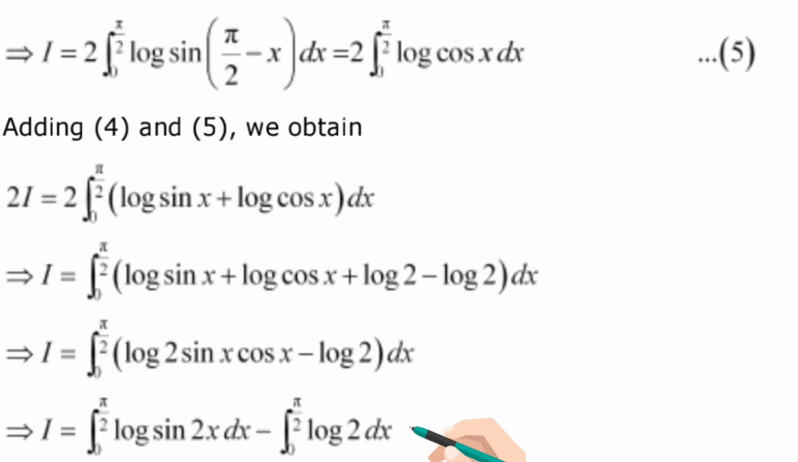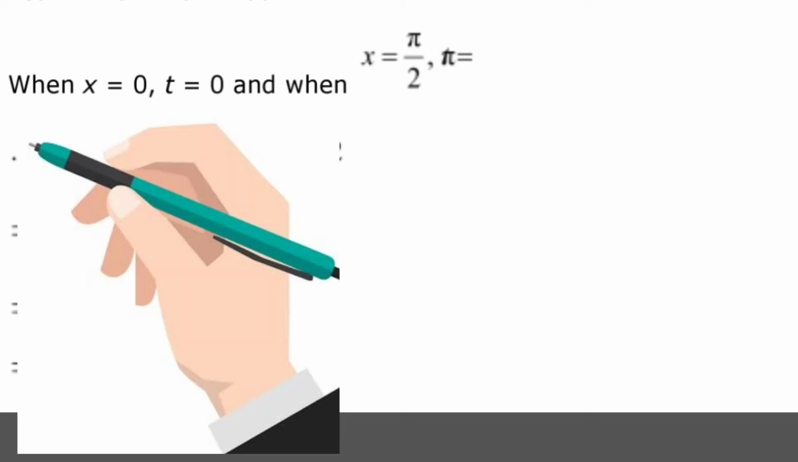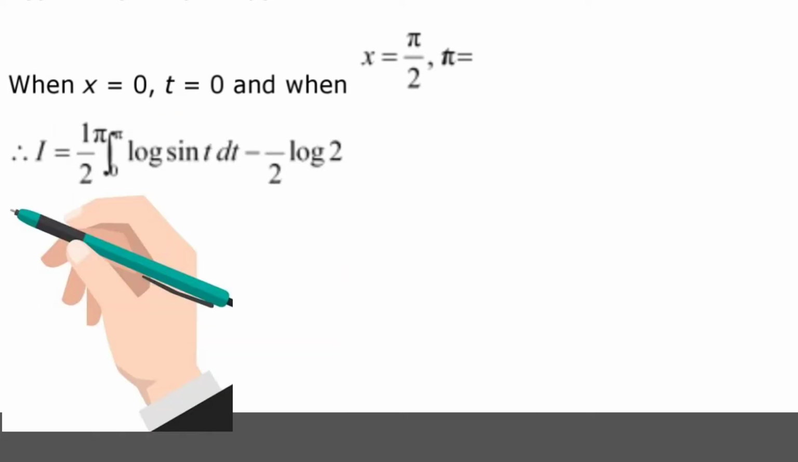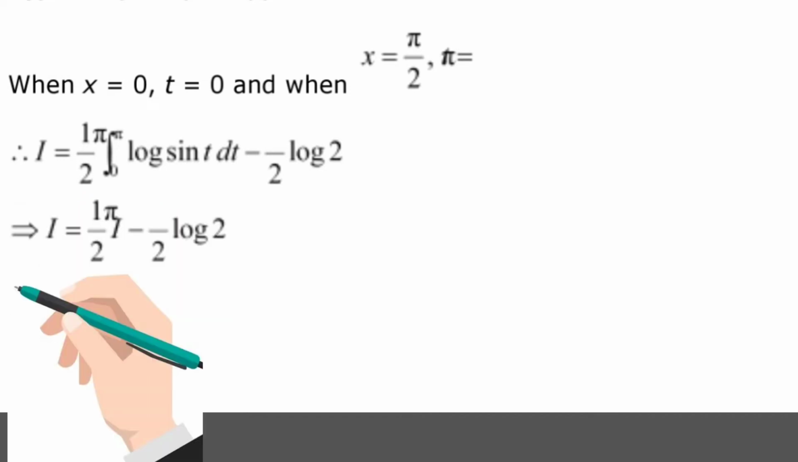So I have removed this on the left side, and if I take 2x equal to t, then I have to change the limit. When x tends to 0, t also tends to 0, and when x tends to pi by 2, t tends to pi. So according to the rules of definite integrals, I have to change the limit: 0 to pi log sin t dt minus half of log 2.